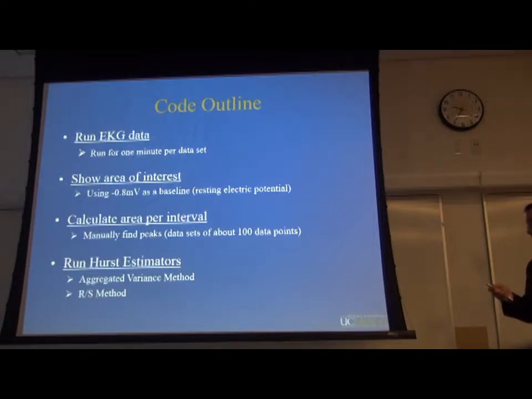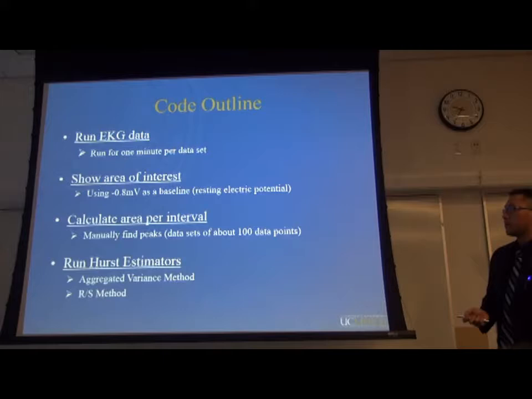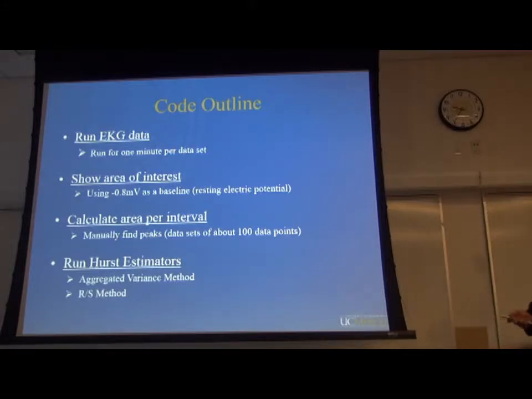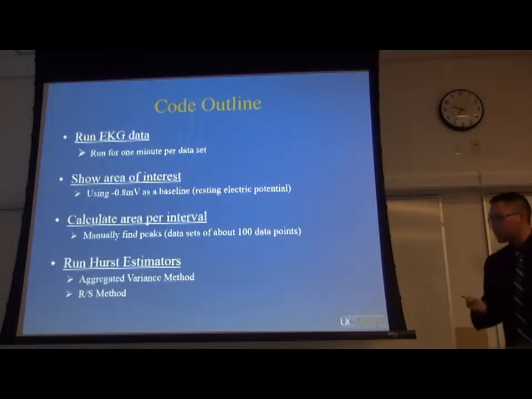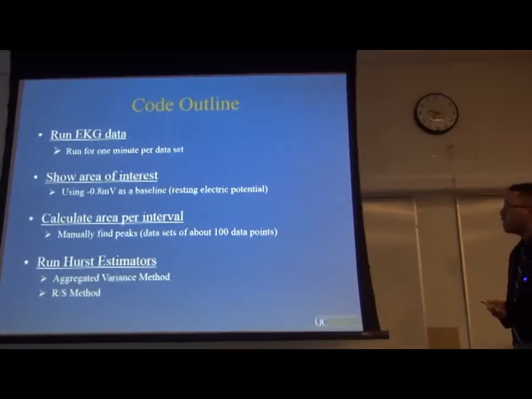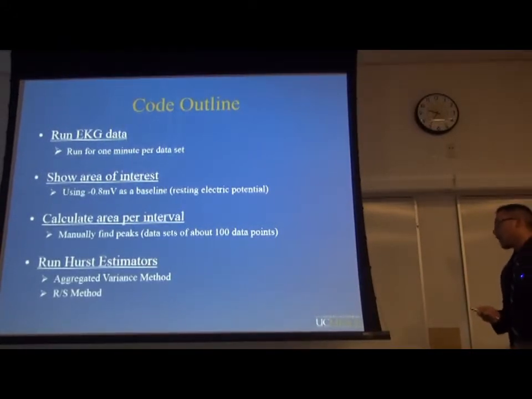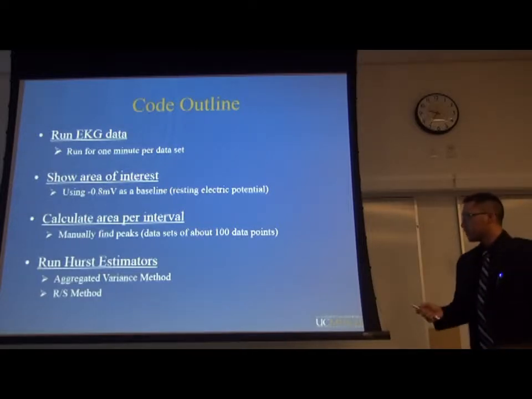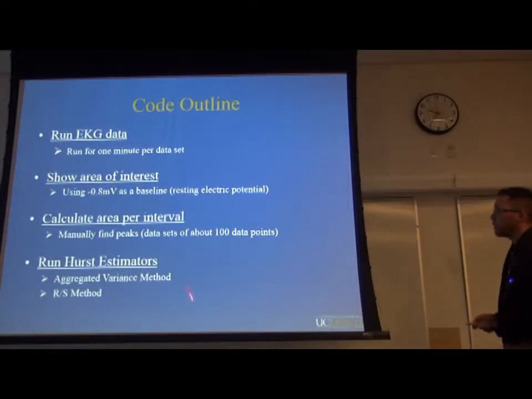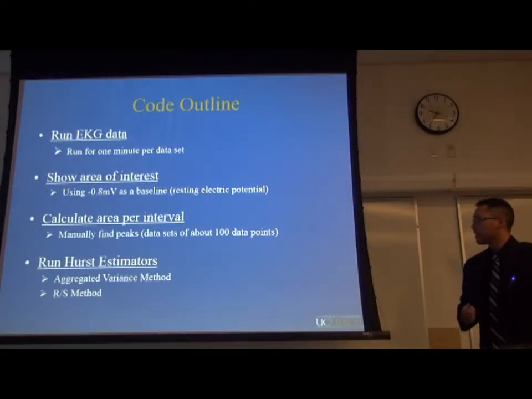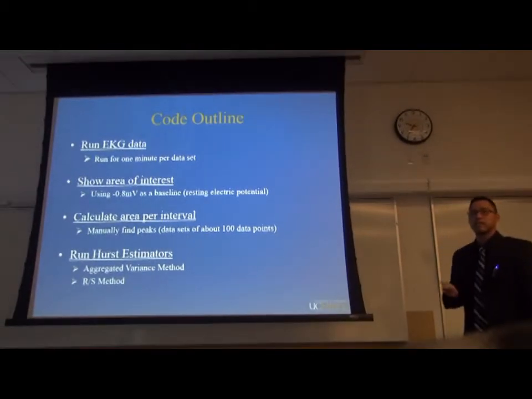And then I manually found the peaks through graphs. Each data set was about 100 points, which wasn't enough when I got the results, but I'm hoping to work towards bigger data sets for this research. And then I ran the two Hurst estimators, which essentially did not give me crazy results, and they were consistent for the most part.